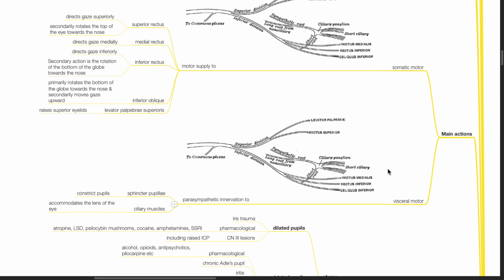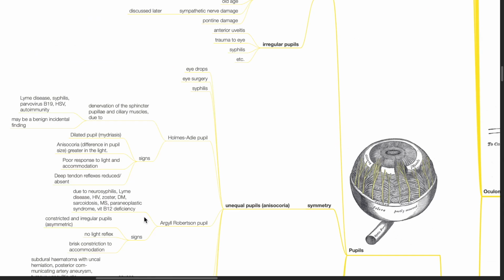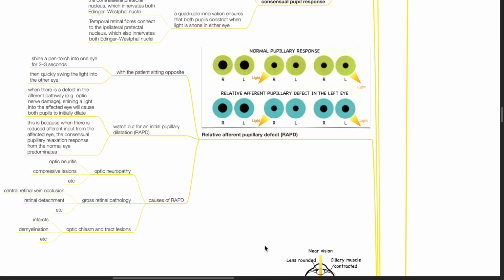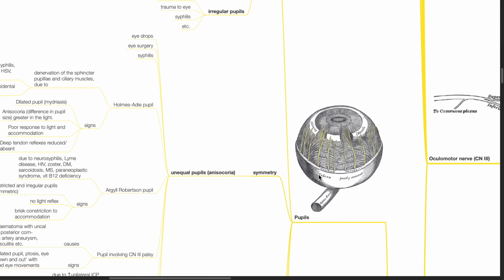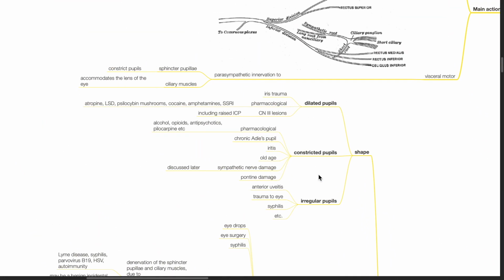Visceral motor supply. The cranial nerve 3 supplies parasympathetic innervation to the sphincter pupillae, which constricts pupils, and ciliary muscles, which accommodates the lens of the eye. Testing the third cranial nerve. Pupils. Assess the shape of the pupil.